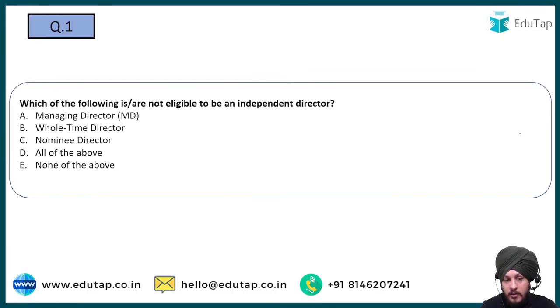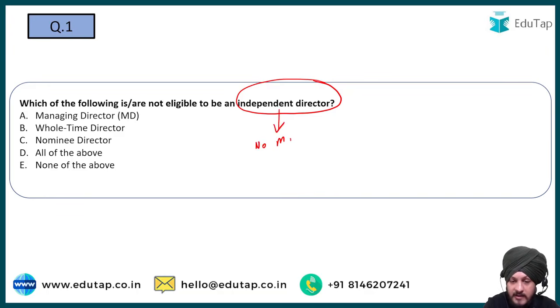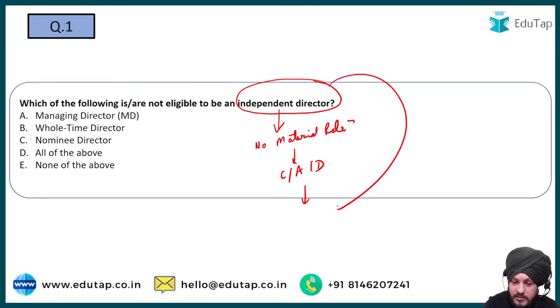Which of the following are not eligible to be an independent director? So basically, when we talk about the independent director of a company, one of the important features is that they are required to have no material relationship with the company or the affiliates or the directors of the company. Why is it so? So that the independence of this independent director does not get compromised.